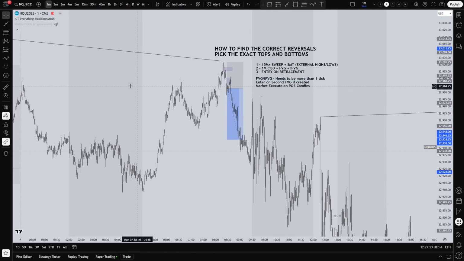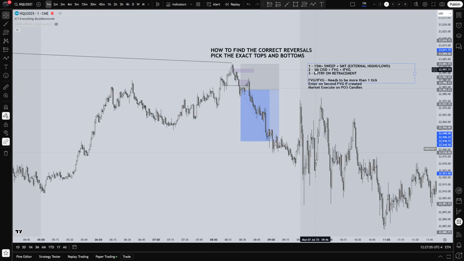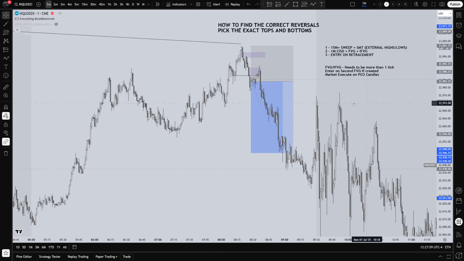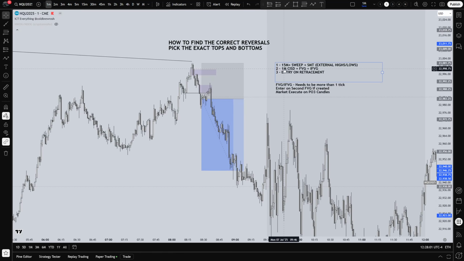Now, secondly, on the lower time frame, once you drop down after you've had the sweep, to confirm the SMT, you need your 1 minute CISD plus fair value gap plus inverse fair value gap. That's going to confirm your SMT and provide the higher probability signature of the reversal. And then thirdly, you're going to enter on the retracement. So this is how you would get in on price.